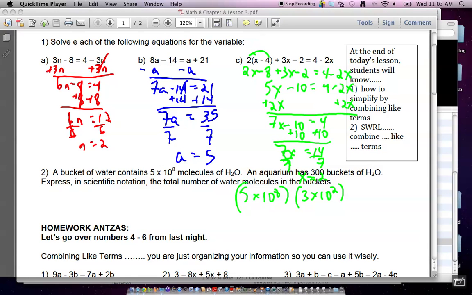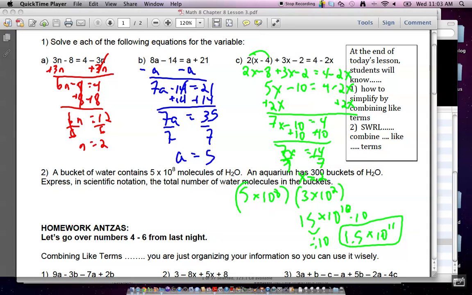And then if I multiply them, I get 15 times 10 to the 10. But what's the problem? Eric? It's not scientific notation. Good, so I gotta divide by 10. So I'll multiply by 10 and I get 1.5 times 10 to the 11.